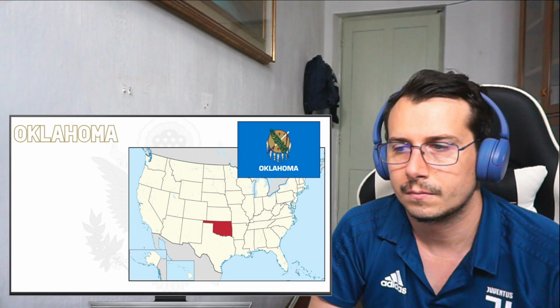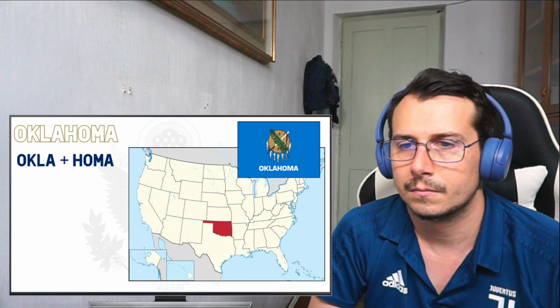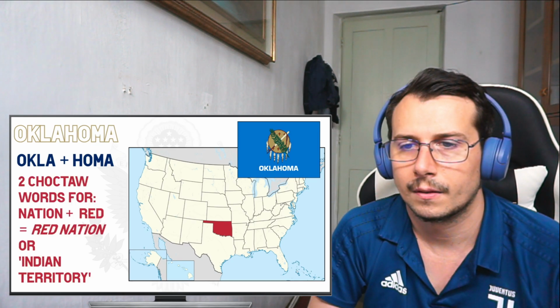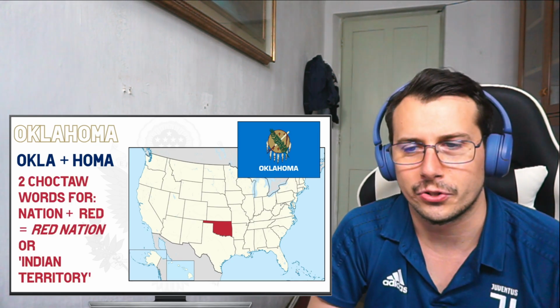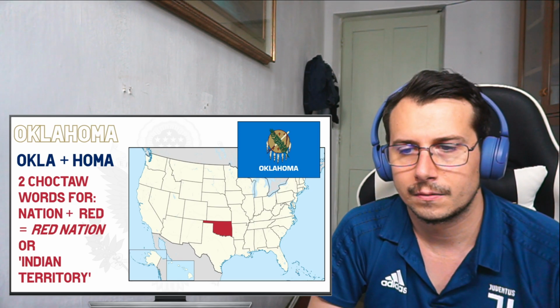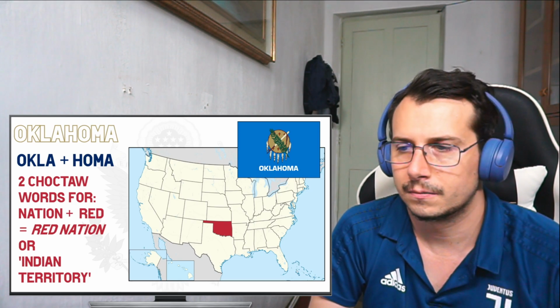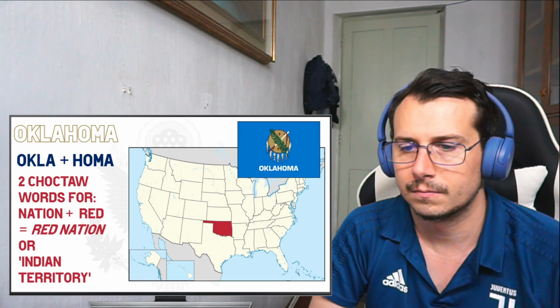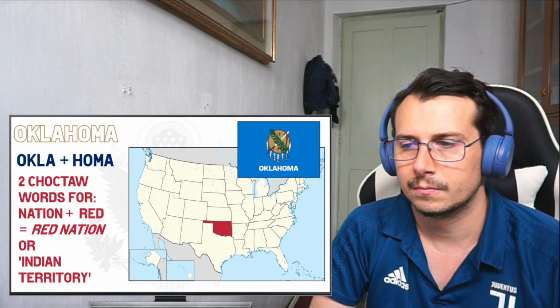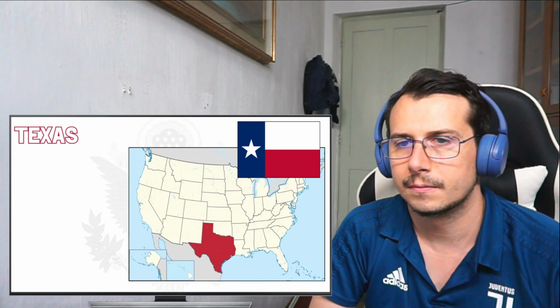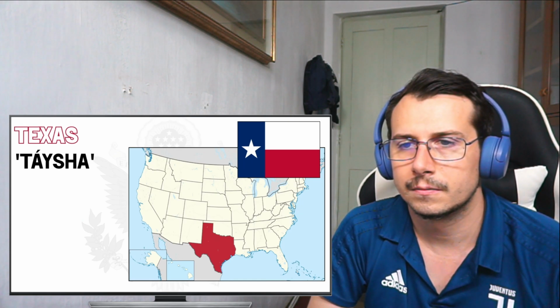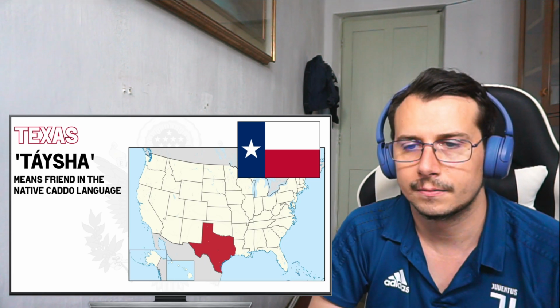Oklahoma is the putting together of two Choctaw words, Okla and Homa. In Choctaw, Okla means tribe or nation, and Homa means red, so Red Nation, although a rough translation could also be Indian Territory. Moving on to the biggest state of the continental 48, Texas. Texas's name origin is in the word Taisha, which means friend in the native Caddo language.